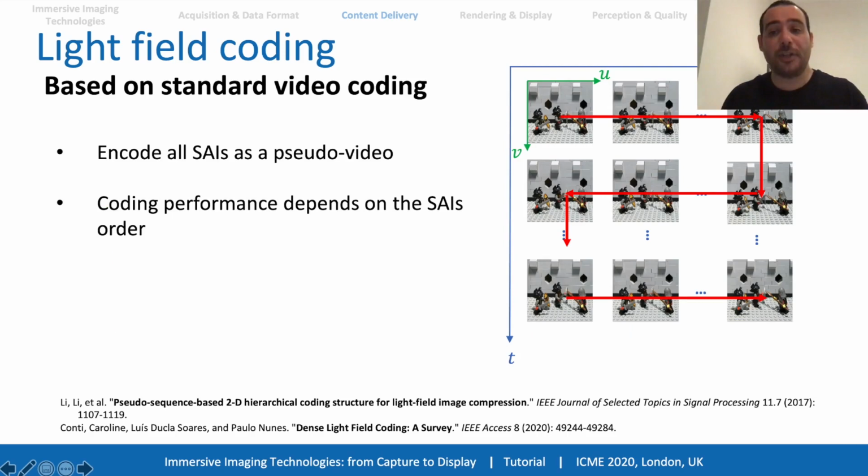There are also coding techniques using standard video coding. Differently from the previous part, in these coding techniques, all subaperture images are stacked together as a video and can be used with standard video coding. Here, coding performance depends on the subaperture image order.